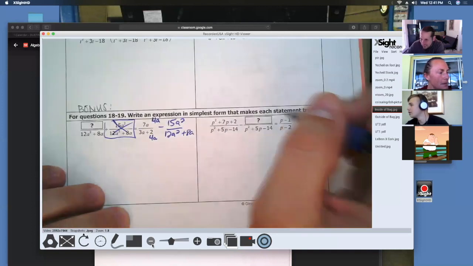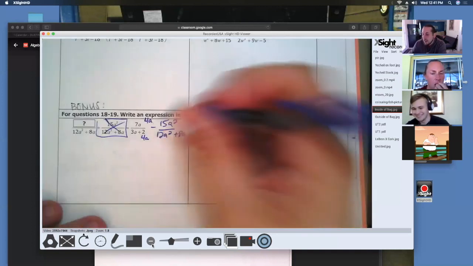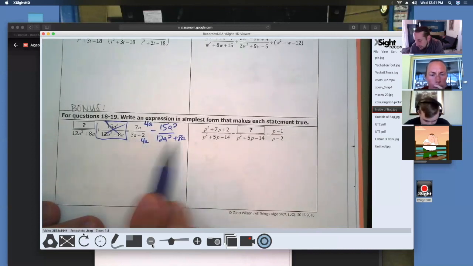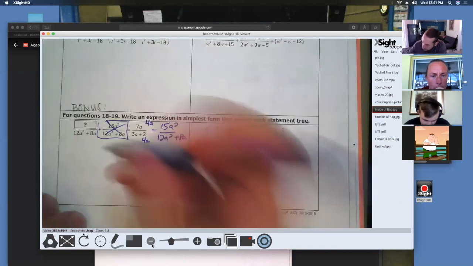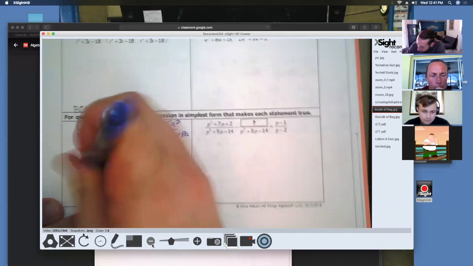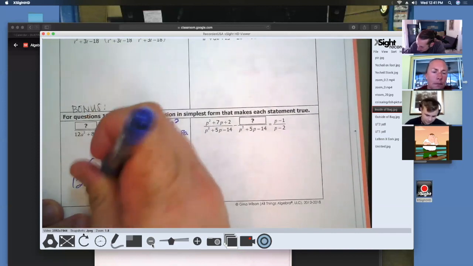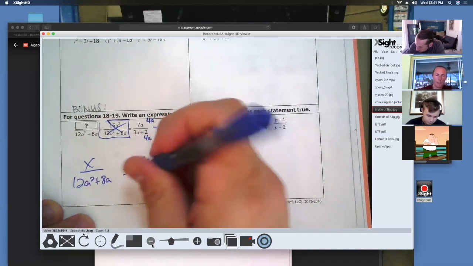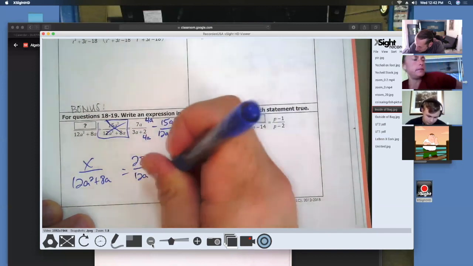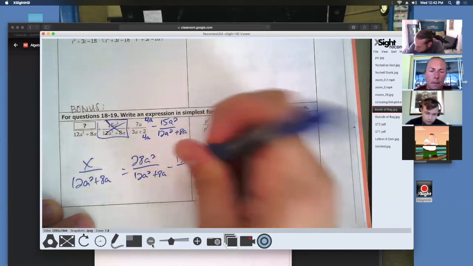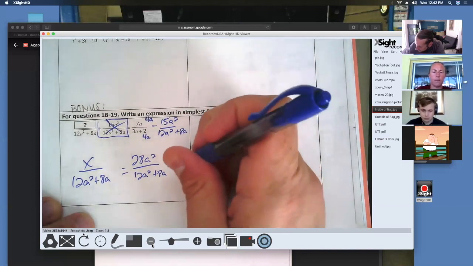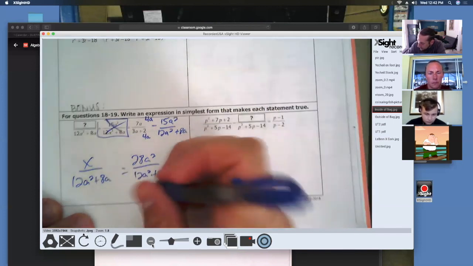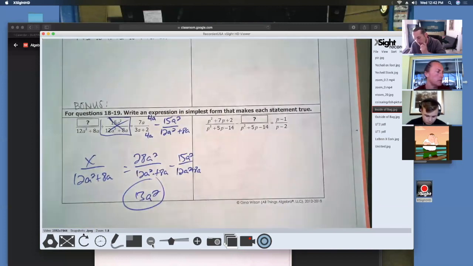Oh, sorry. All right, so what you have to see here is I need to multiply this by 4a to get the same denominator, common denominators. So when I do that, I basically have x over 12a squared plus 8a equals 28a squared over 12a squared plus 8a minus. Now when we do the math here, we just subtract that, we get 13a squared, and that's going to be our answer.